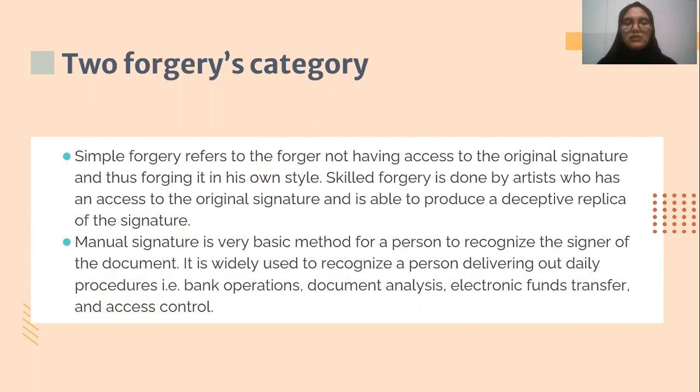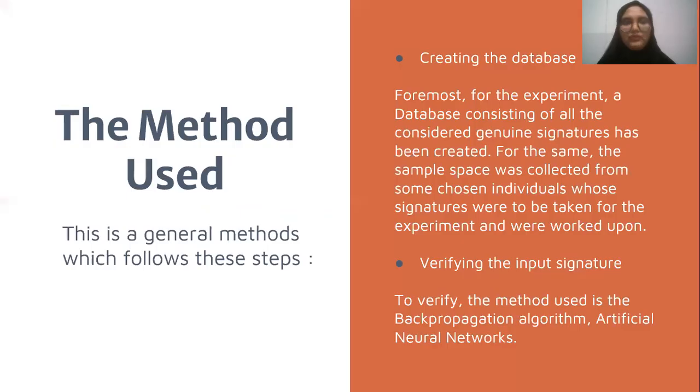The second is manual signature, a very basic method for a person to recognize the signer of the document. It is widely used to recognize a person in daily procedures. For example, bank operations, document analysis, electronic funds transfer, and access control.